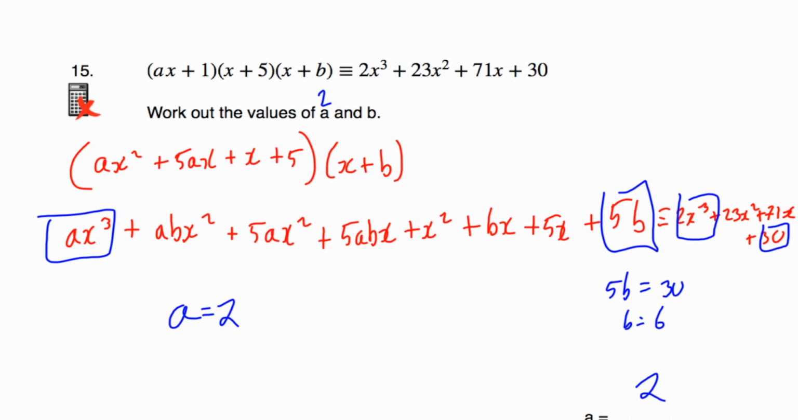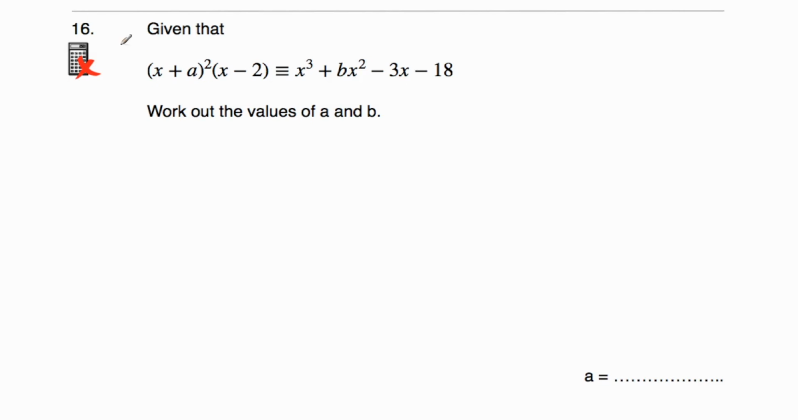Okay, let's look at our next question, question number 16. Question number 16 says, given that (x plus a) squared times (x minus 2) is equivalent to x cubed plus bx squared minus 3x minus 18, we've been asked to work out the values of a and b.